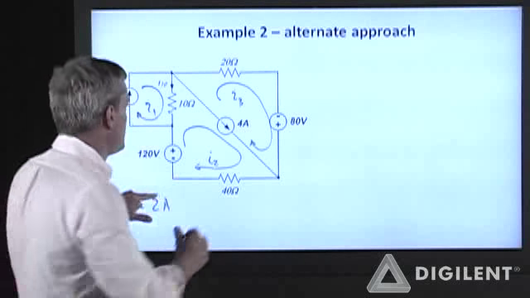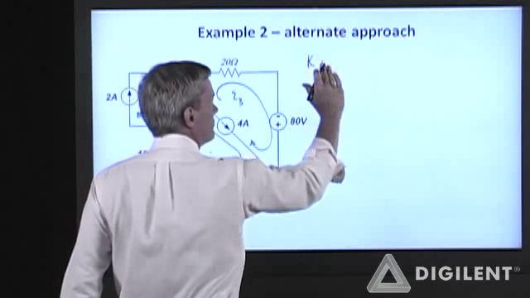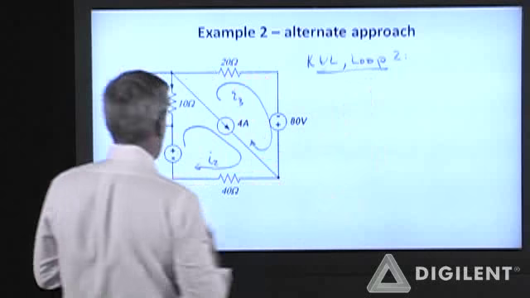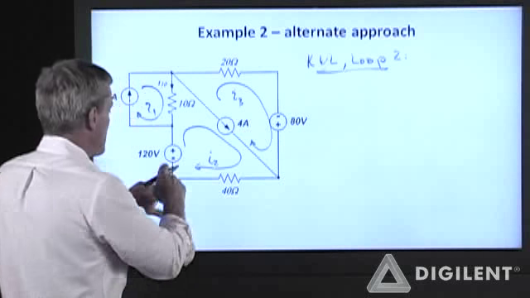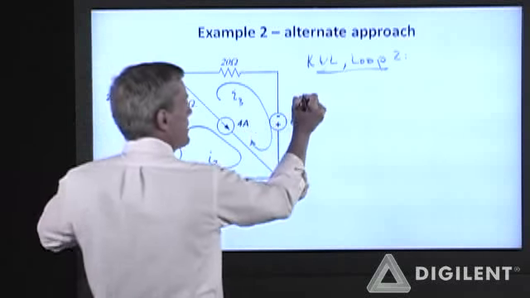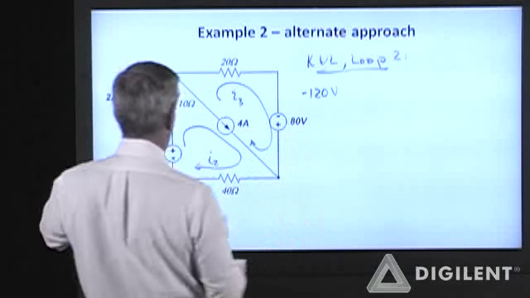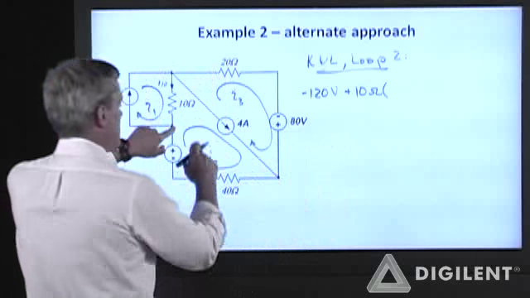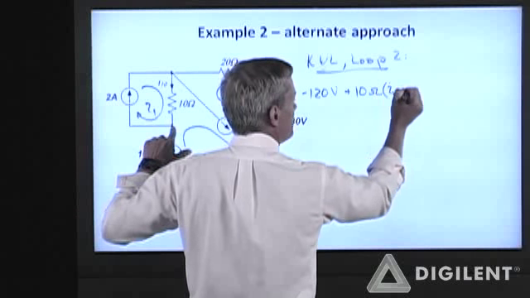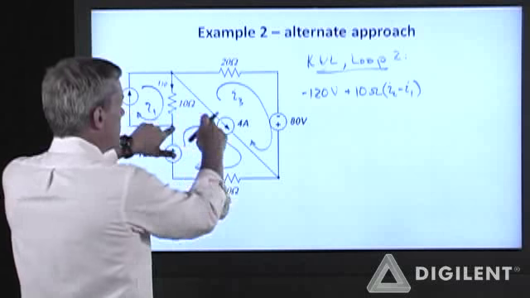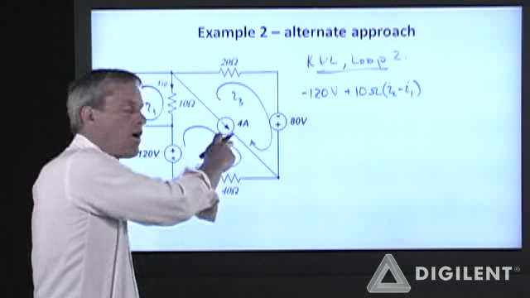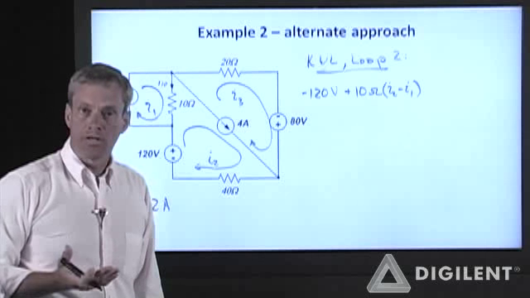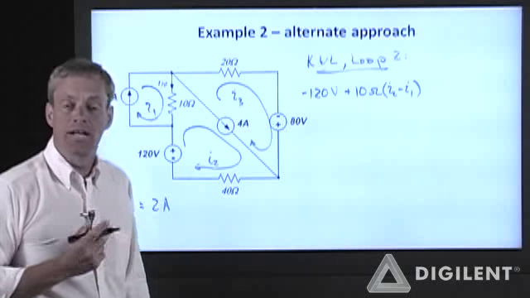So let's do loop 2. Starting at the lower left-hand corner rather arbitrarily, I have minus 120 volts plus 10 ohms times I2 minus I1 plus the voltage across this current source. I don't know what the voltage is across a current source. I have to define that as an unknown.